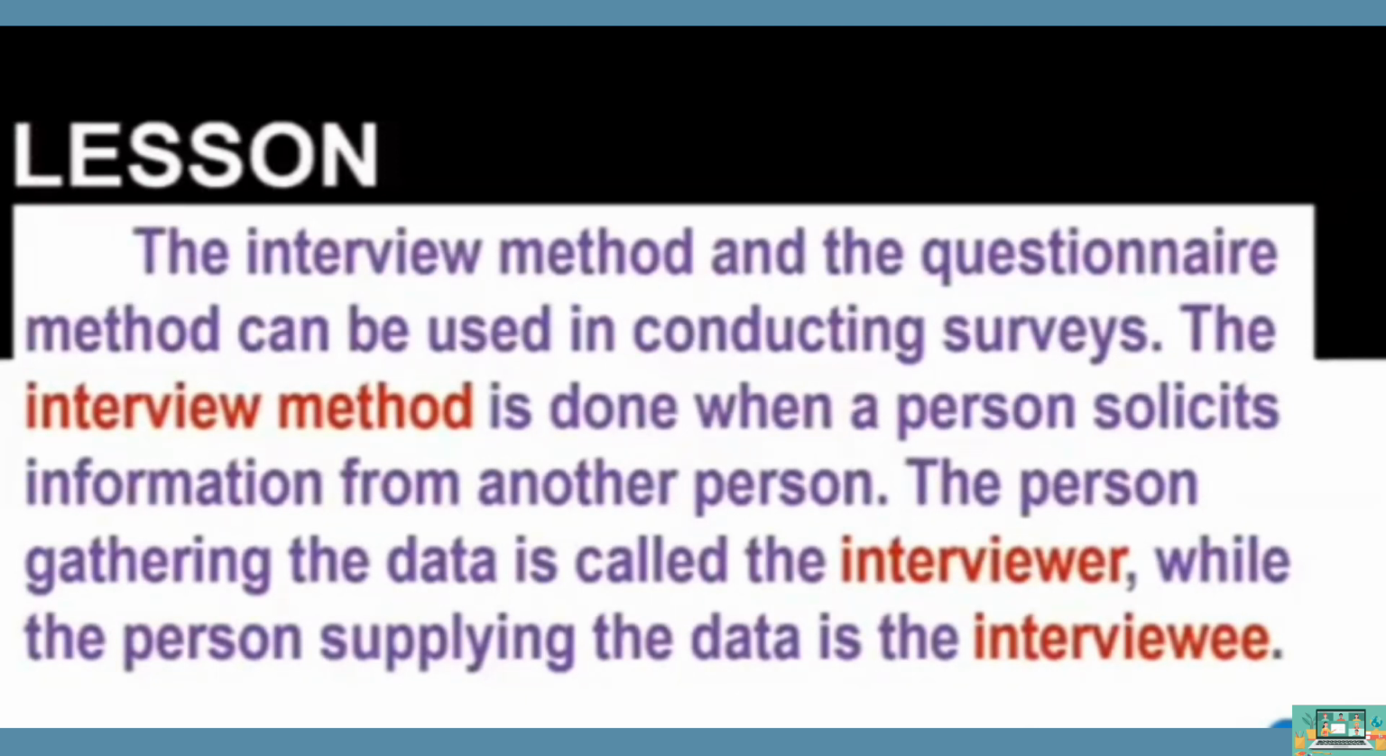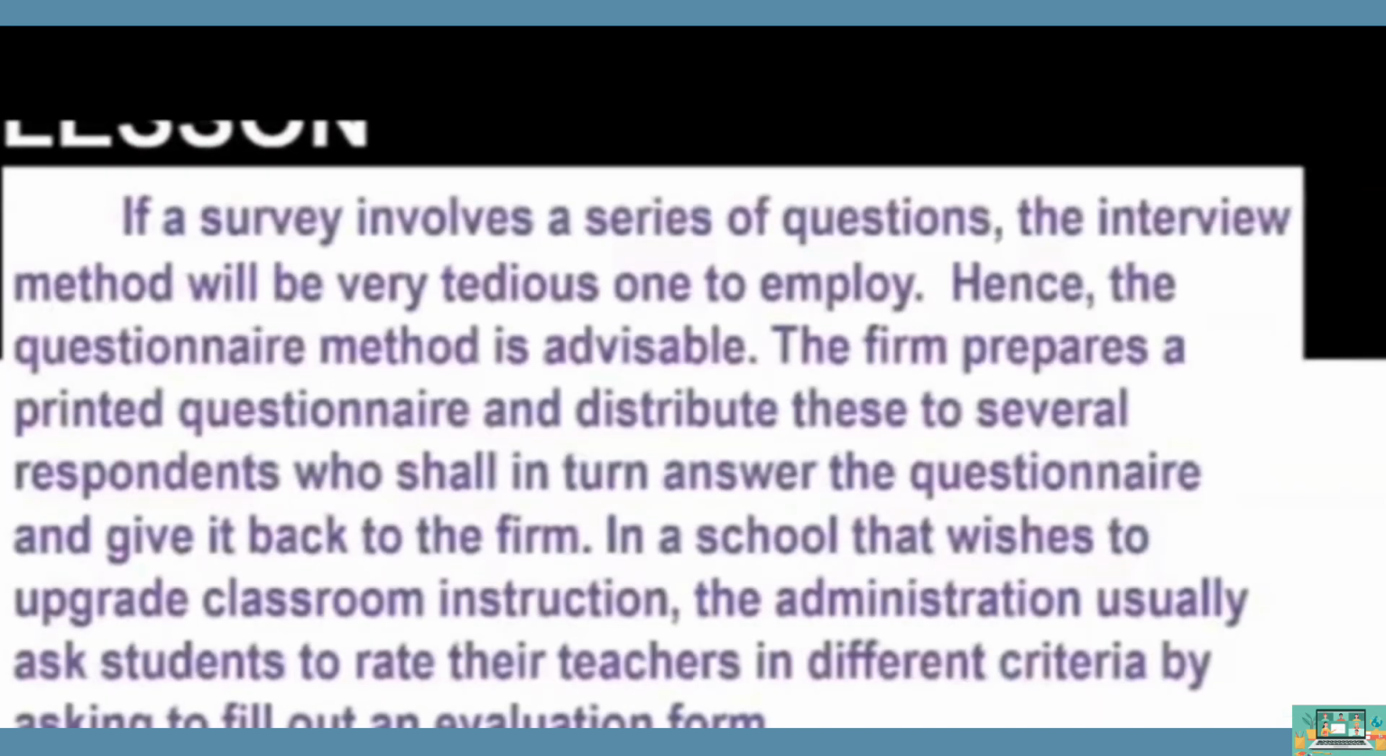The interview method is done when a person solicits information from another person. The person gathering the data is called the interviewer, while the person supplying the data is the interviewee. If a survey involves a series of questions, the interview method will be a very tedious one to employ. Hence, the questionnaire method is advisable. The firm prepares a printed questionnaire and distributes this to several respondents who shall in turn answer the questionnaire and give it back to the firm.